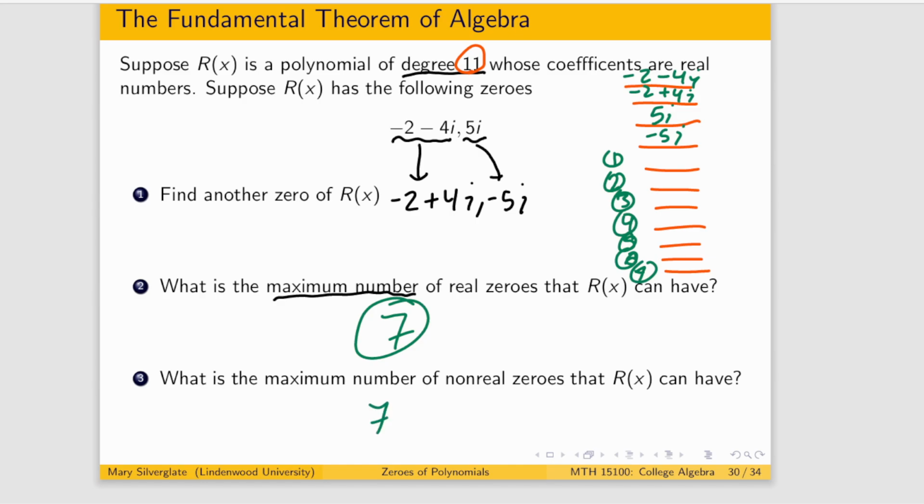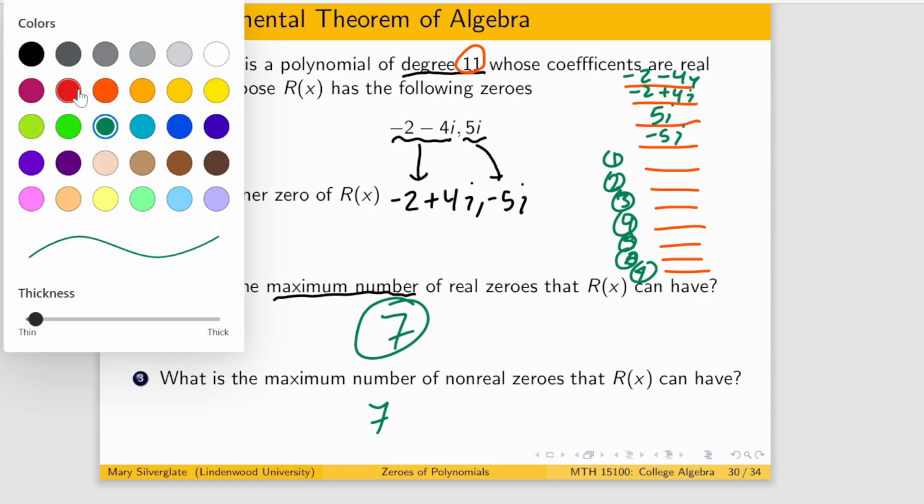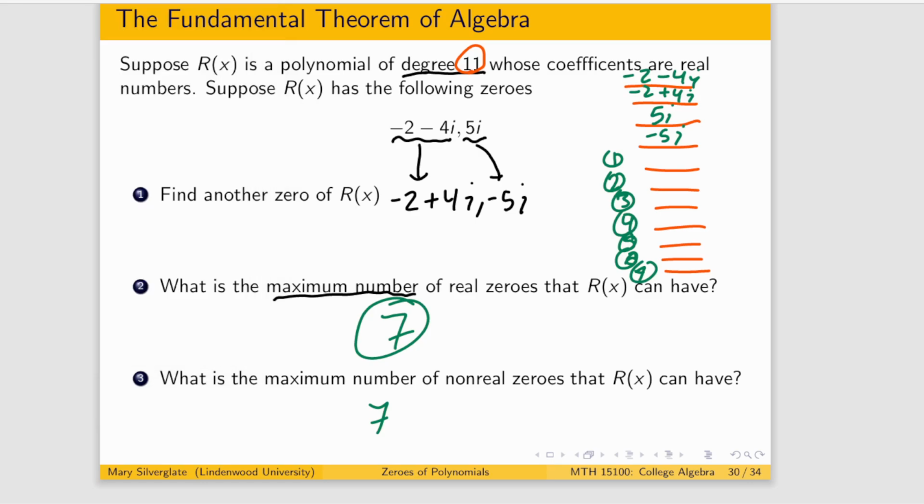If I said there were 7 potential remaining non-real zeros on this polynomial, what's the problem with that statement? Pause your video and think about what would be the problem. Well, the problem would be, let's just make up some potential non-real zeros.